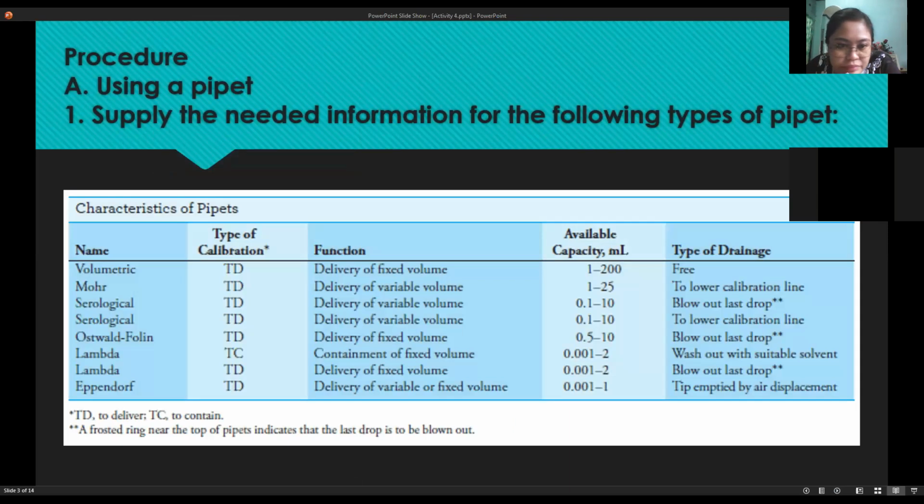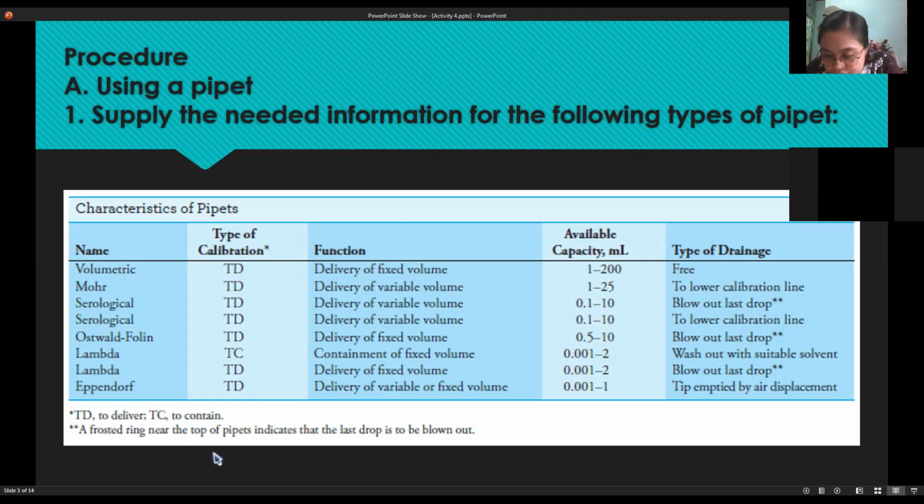In using a pipette, we have different types of pipette, and the first one is the volumetric pipette. Its type of calibration is TD, which means to deliver, and its function is for delivery of fixed volume, and the available capacity is 1 to 200 ml, and the type of drainage is free. The second one is the Mohr pipette. The type of calibration is TD, and its function is for delivery of variable volume, and the available capacity is 1 to 25 ml. And the type of drainage is to lower calibration line.